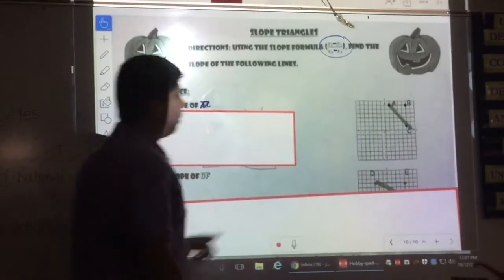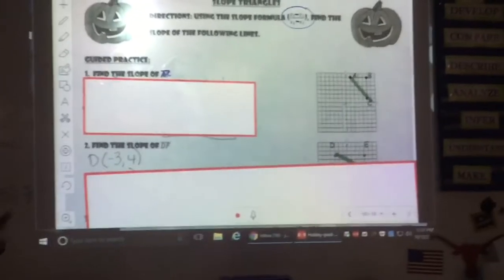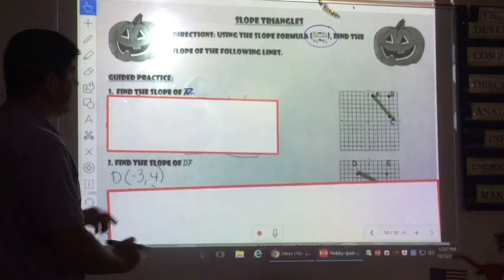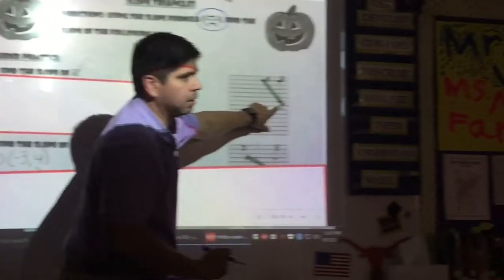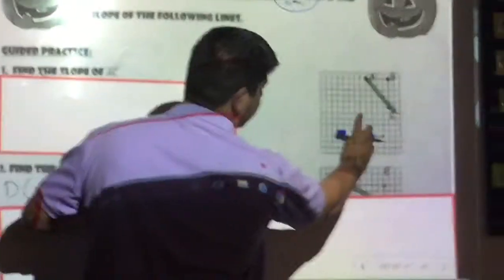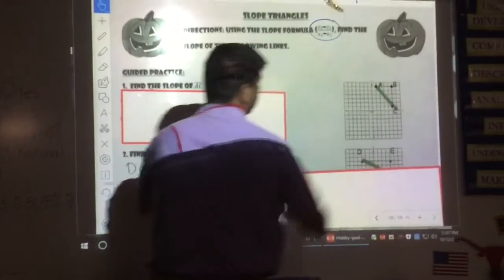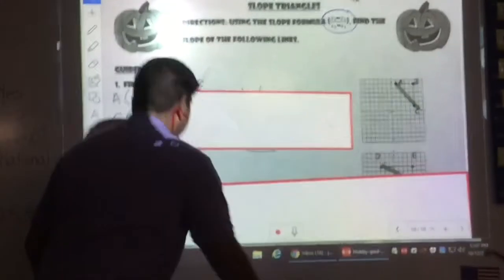Number 1 says find the slope of AC. That's the line segment highlighted in green. We're going to find the slope of that. In order to do that, we need 2 points: point A and point C. That's just going and getting your ordered pairs, right? Point A is at 1, comma 6.